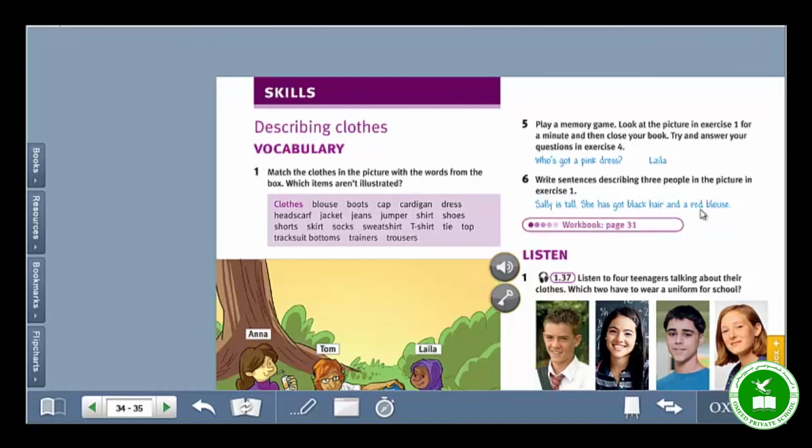Okay, dear student, that is it for today. Don't forget your homework. Complete your workbook, which is page 31. Okay? And try to memorize the meaning of these words.